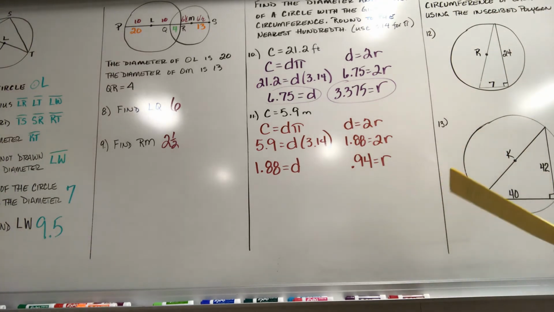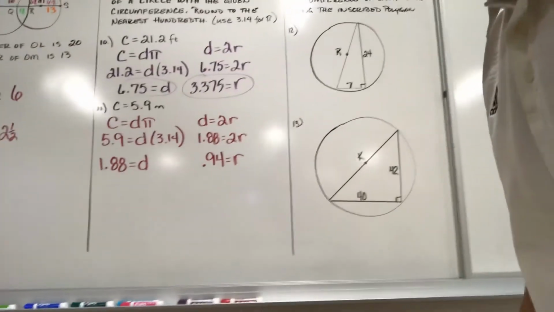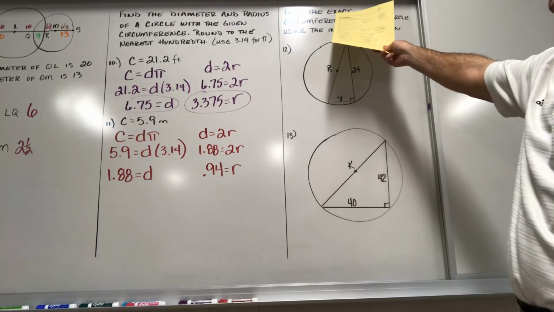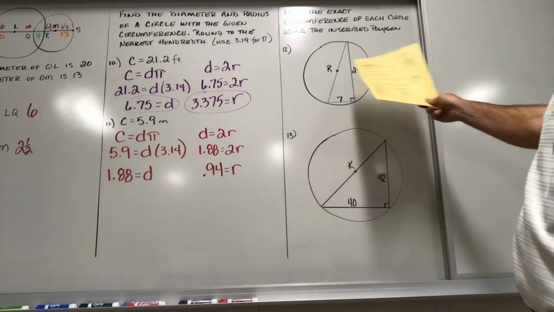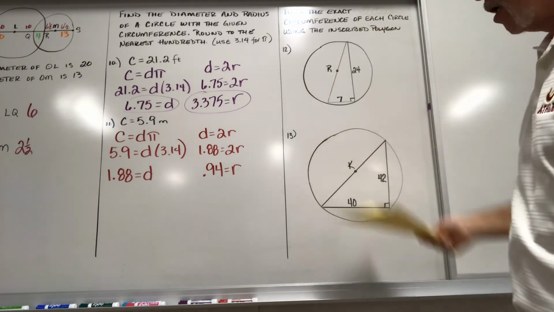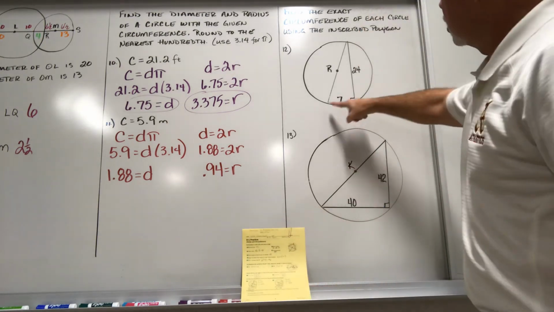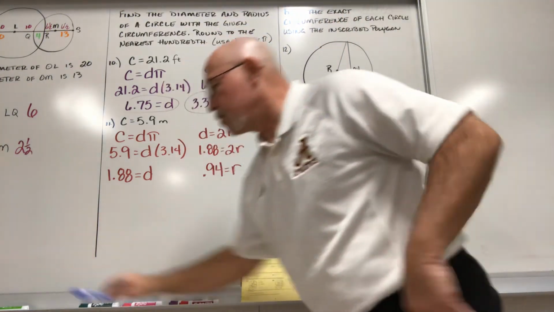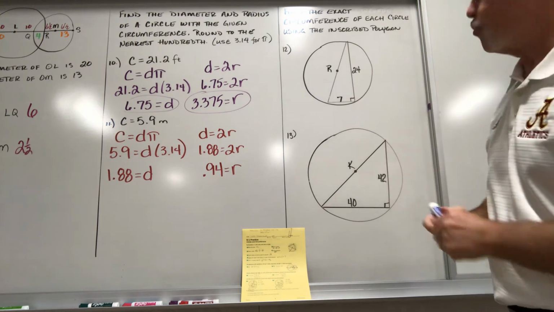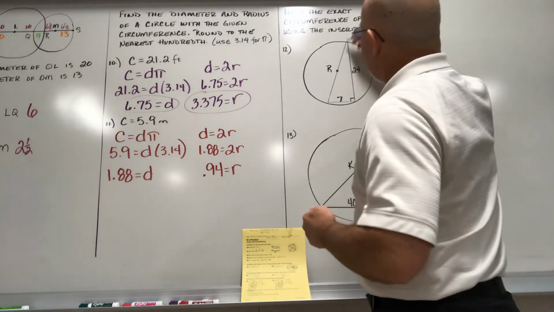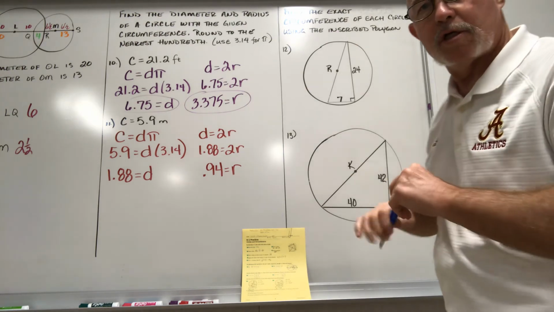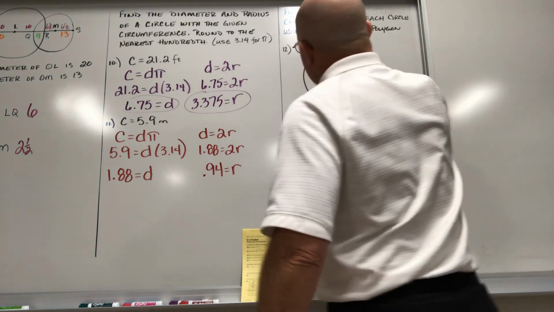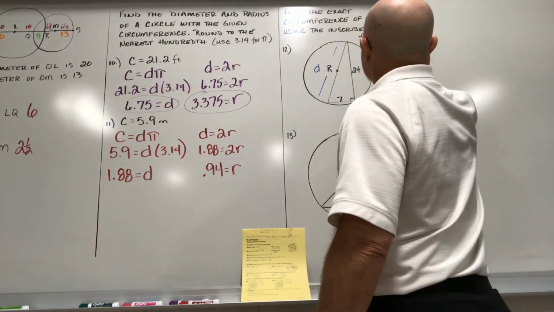Now, our last two questions have triangles. Now here's what it says. Find the exact circumference of each circle using the inscribed polygon. All on the circle. Well, since we have a right triangle, we're going to use the Pythagorean theorem. The diameter of this circle is the hypotenuse. So we'll just say D. And that's what it's going to be.